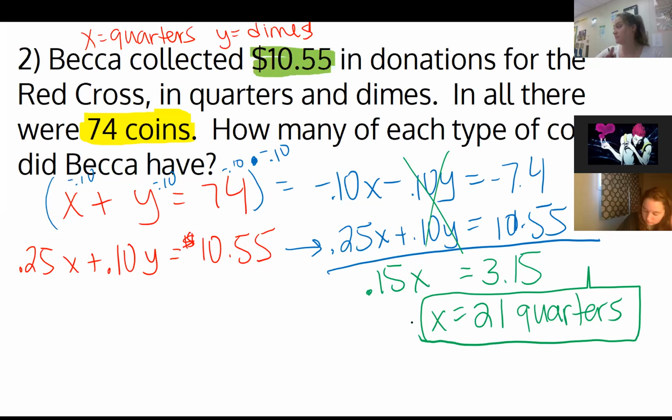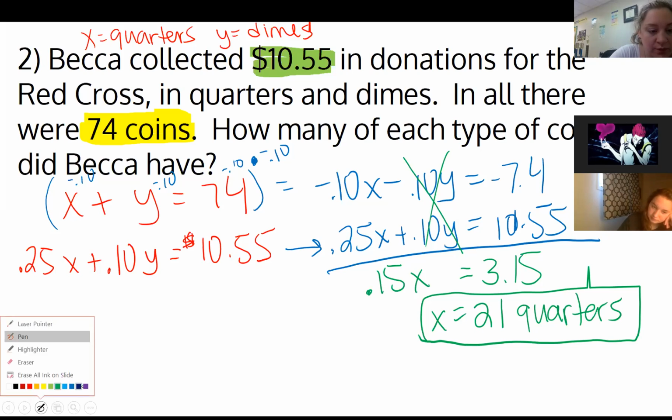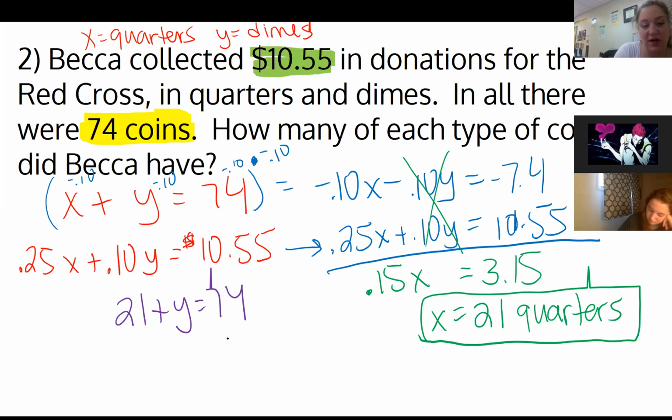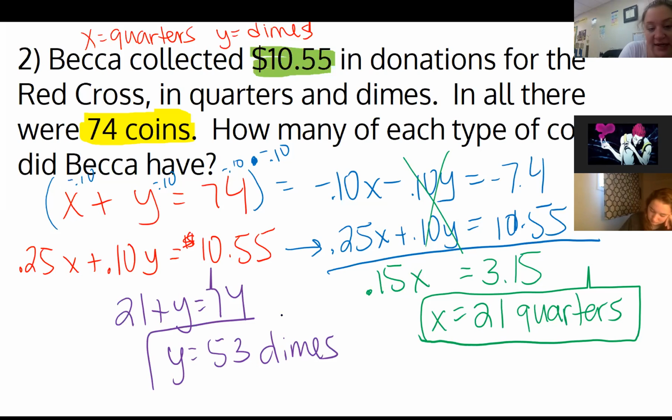Okay, how do we figure out dimes? Gotta plug it in. Does it matter where we plug it in? Oh, good. Okay. So I'm going to pick the top one. Is that okay? I know X. I'm going to do X plus Y equals 74. I know X is now 21. So 21 plus Y equals 74. Subtract my 21 over. We're going to get Y equals what? 53. So Becca collected 21 quarters and 53 dimes.